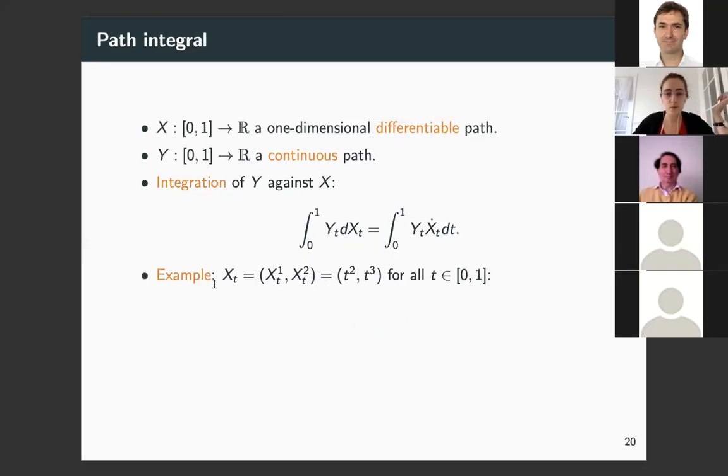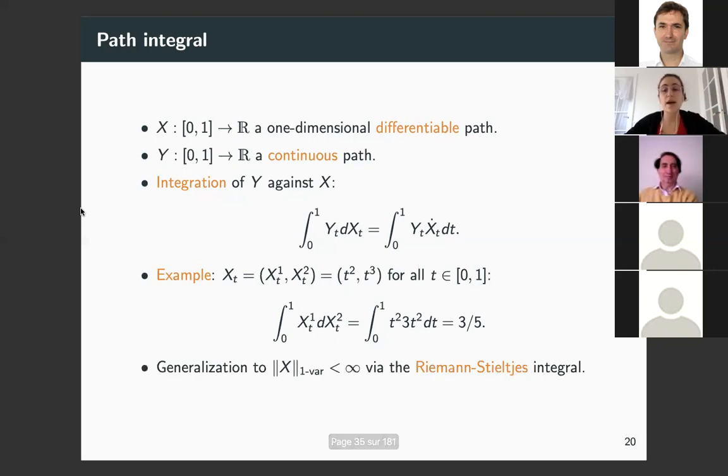Another example: if I have 2 coordinates, I can choose to integrate the first coordinate along the second one. If the 2 coordinates are, for example, t squared and t cubed, I can compute it in closed form. And actually we don't need the path to be differentiable, but just of bounded variation, with the Riemann-Stieltjes integral.